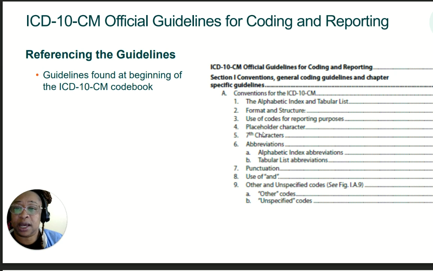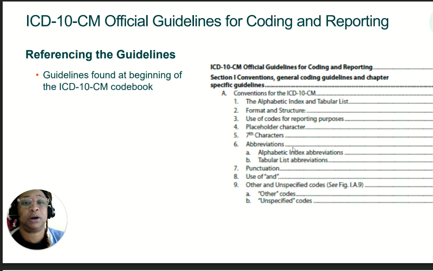And it shows the conventions and the abbreviations, the format structure, use of the codes, placeholders if 7 characters are needed, abbreviations, and so forth. So you always want to make sure, when it is available to you and needed, to revert to those guidelines. How will I know if guidelines are actually needed? It will specify when you go in the tabular in your book, when you're looking at the code that was given to you for direction in your index.